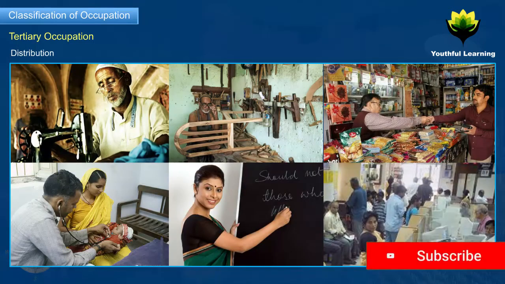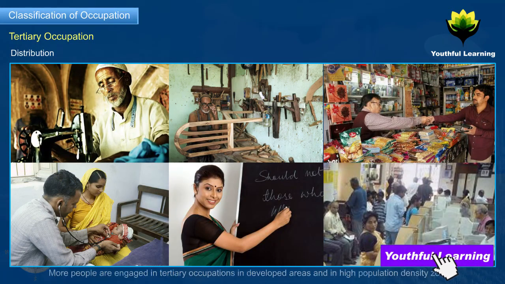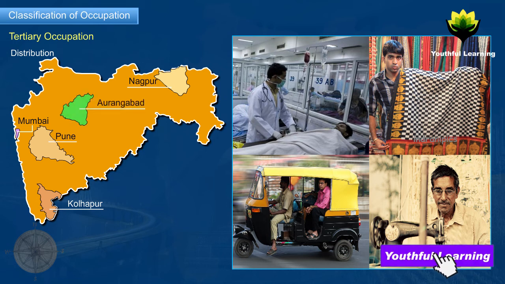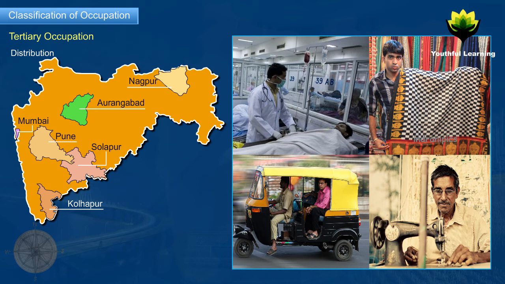Distribution. Generally, more people are engaged in tertiary occupations in developed areas and in high population density zones. People from Mumbai, Pune, Nagpur, Kolhapur, Aurangabad and Solapur are involved in tertiary occupations.